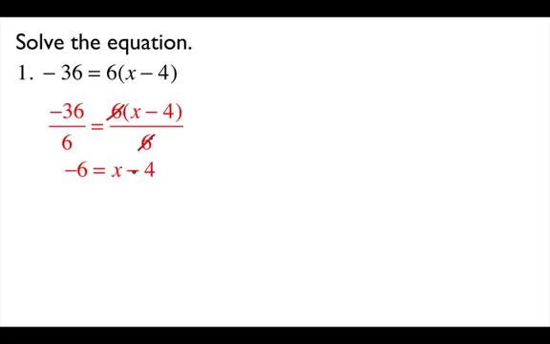And I recognize that I need to do the opposite of taking away 4. So I'm going to add 4 to both sides. Once I do that, this goes away, and negative 6 plus 4 is equal to negative 2. So that's my x value. I can also write my answer as x equals negative 2, the x on the left-hand side.